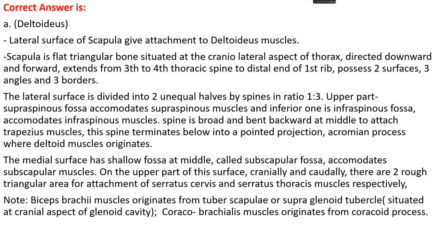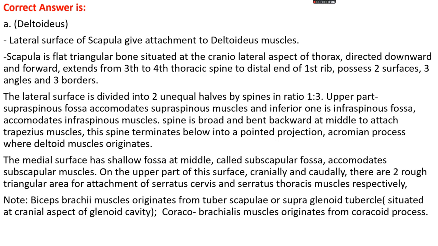originates. Okay, if we see the medial surface, there is a shallow fossa at the middle, called the subscapular fossa, which accommodates the subscapularis muscle. On the upper part of this surface, cranially and caudally, there are two rough triangular areas for the attachment of the serratus cervicis and serratus thoracis muscles respectively.